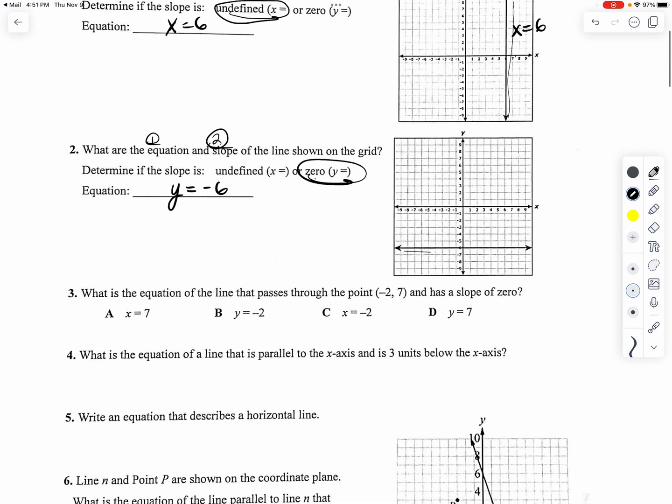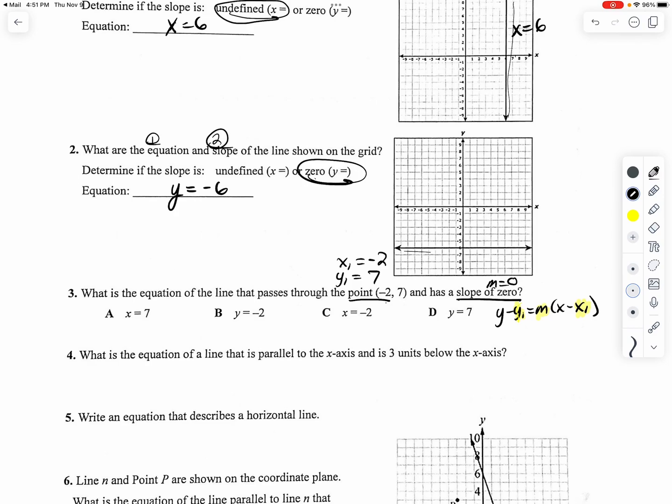When we look at number 3, it says, what is the equation? So all of these are just writing equations, but it gives us a point, -2, 7, and it says it has a slope of 0. The fact that it gives us a point and a slope means we should use point slope form, which is y minus y1 equals m times x minus x1. So now that we know our point is -2, 7, x1 is going to be -2, y1 is going to be 7, and our slope, m, is 0. So we just have to fill all of that in right here.